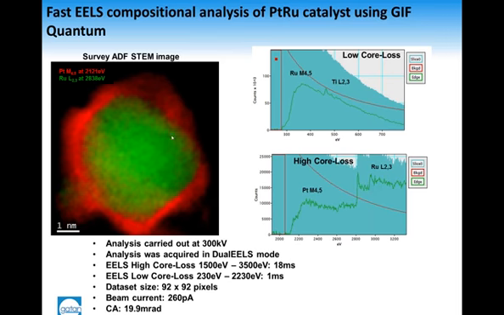This map was generated using the signal from the ruthenium at 2800 eV and the platinum at 2100 eV. You can clearly see the background is much more stable for this high energy edge. But again, this is to prove the efficiency of the GIF Quantum for high energy edges.